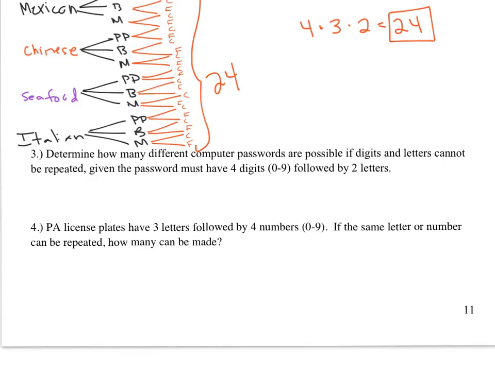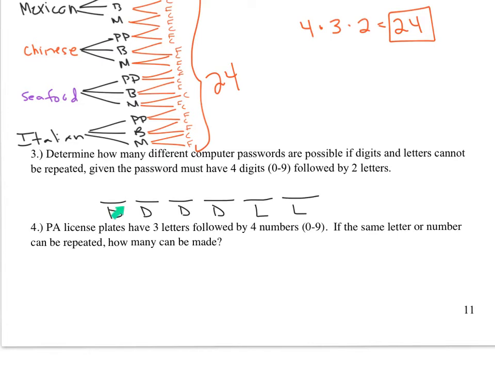Number 3 says determine how many different computer passwords are possible if digits and letters cannot be repeated. Given that the password must have 4 digits, the digits are 0 to 9, so that's 10 different options, followed by 2 letters. I find it easier to start by drawing the lines that I need. So our passwords are going to be 4 digits. I'm going to draw 4 lines and put a D for digit underneath them, followed by 2 letters, and I'm going to put an L underneath those to represent my letters.